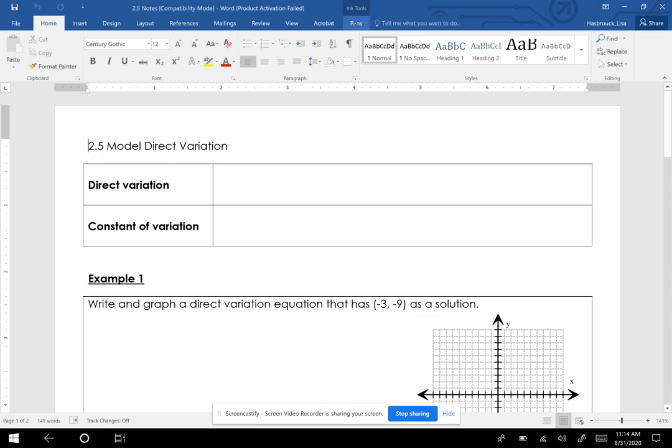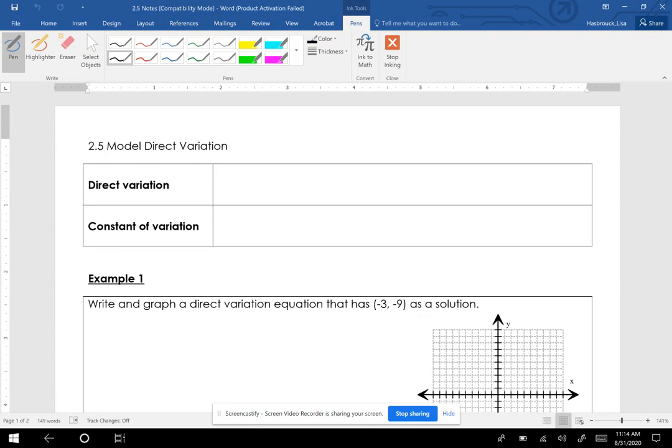Hello class, today we're going to go over 2.5 notes in Algebra 2. These discuss direct variation. So let's go ahead and go over some vocabulary first.